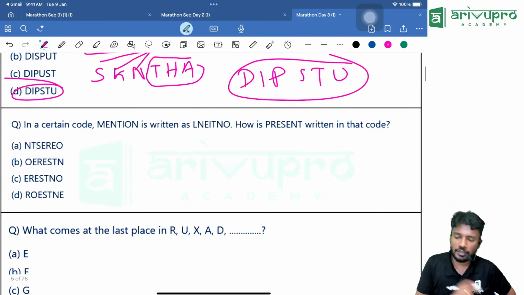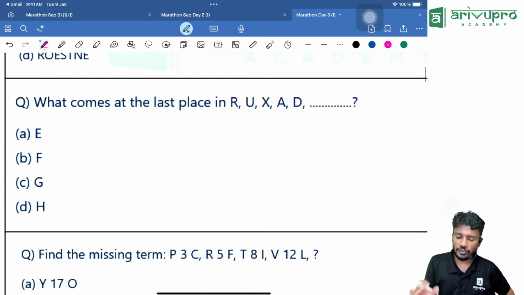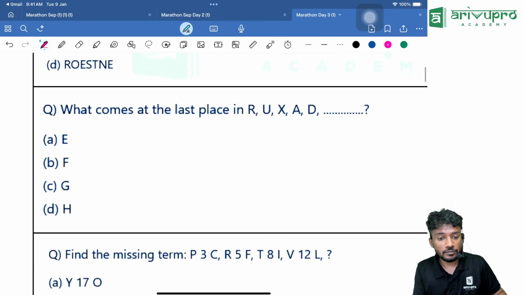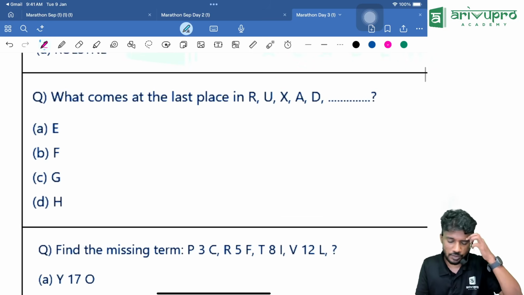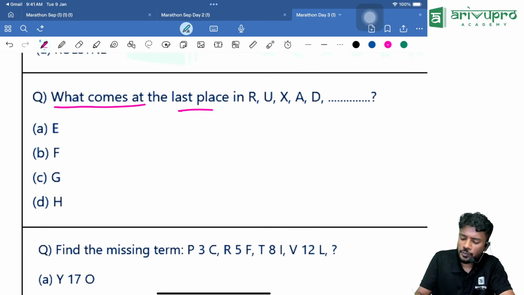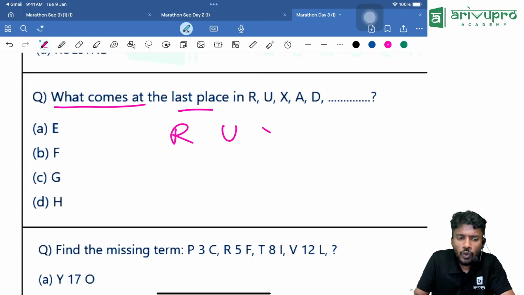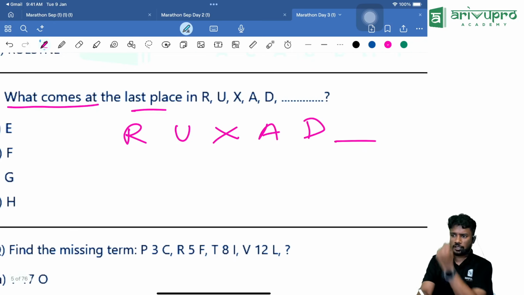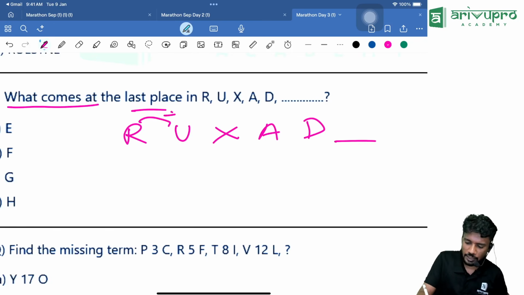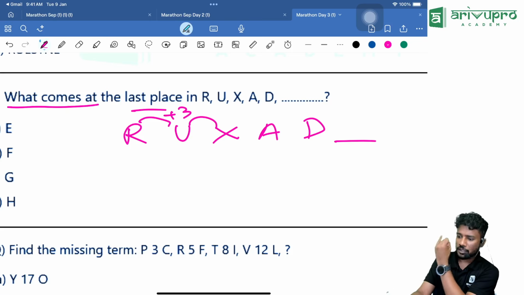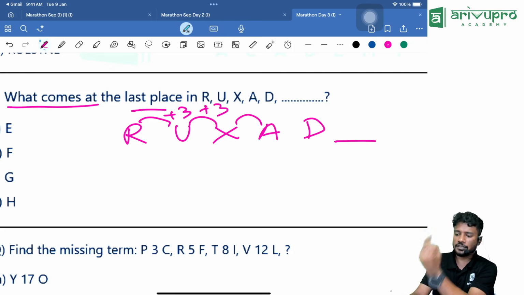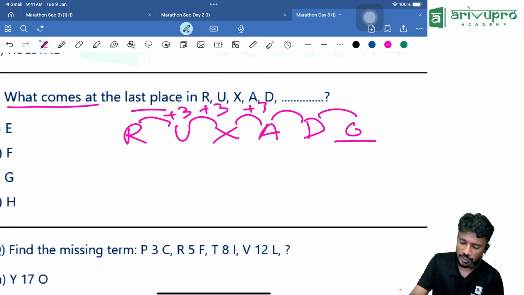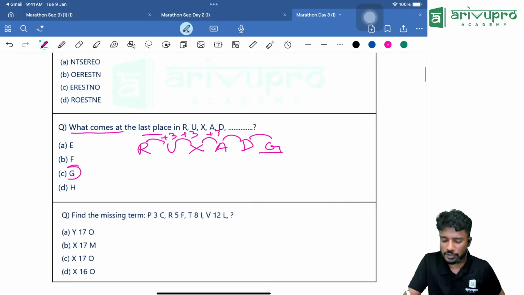Next, we did this question already, right? Now you tell. What comes at the last place in R, U, X, A, D? So what is happening? R, S, T, U plus 3. V, W, X. Y, Z, A. B, C, D. E, F, G. Answer is what? G. Okay, plus 3 is the thing.